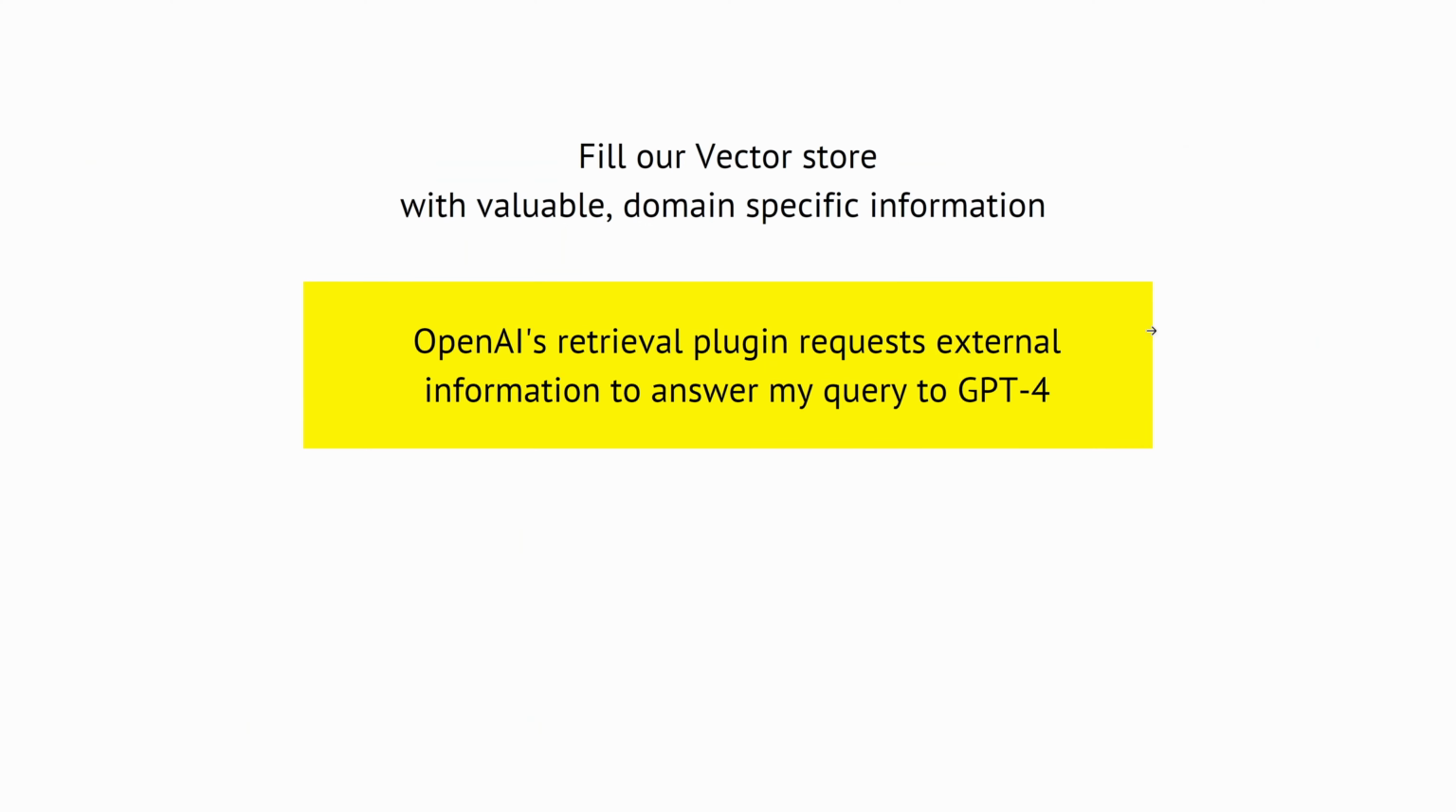Great. Now, next step is the OpenAI Retrieval plugin requests some external information in order to answer my query. So now that our vector store, our Postgres, is filled up with all the valuable information from my documents, my domain-specific information, the vector store is encoded and loaded. And now I come with my query and I say, hey, GPT-4, tell me about. And GPT-4 has not the knowledge, but needs an external data source, and it has access to this external data source with a Retrieval plugin.